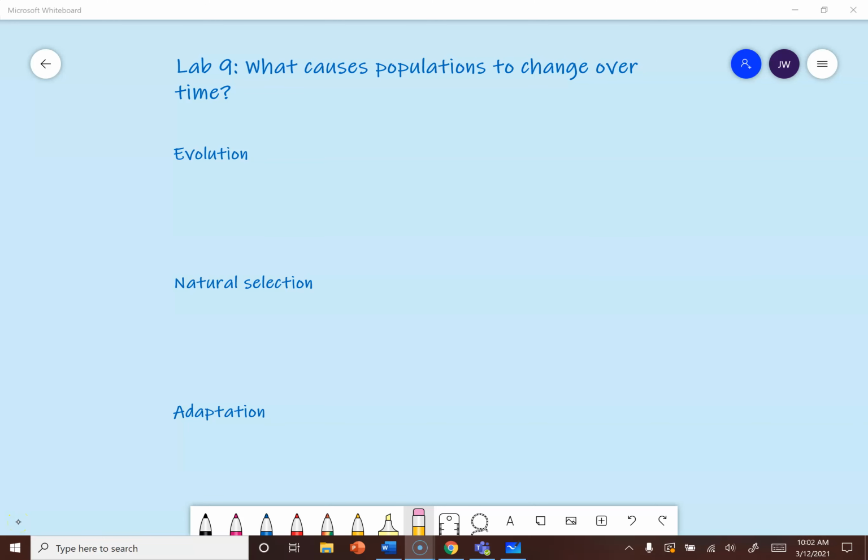Lab 9 is our first of several evolution labs. And in this lab, we are going to look at the causes of population change. So before I start talking about the lab, I want to review 3 definitions for you.